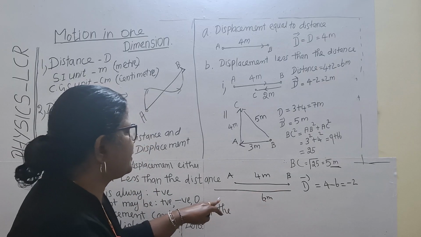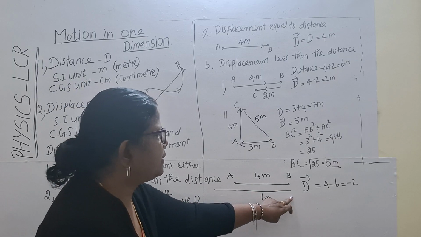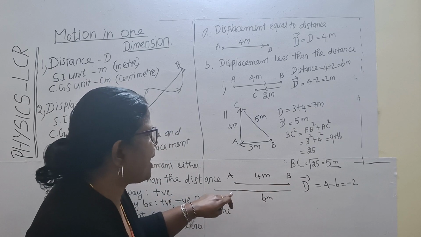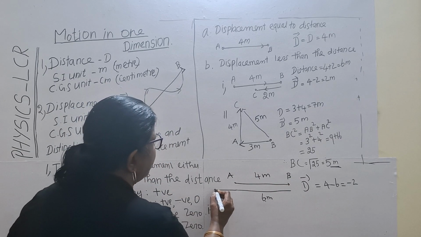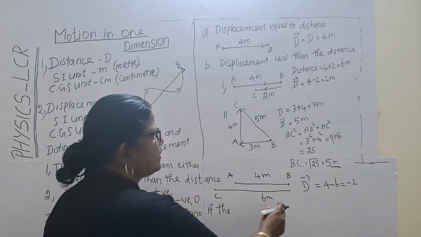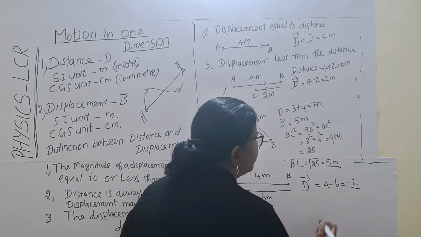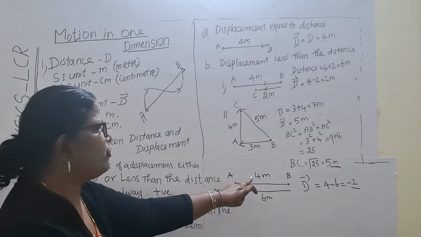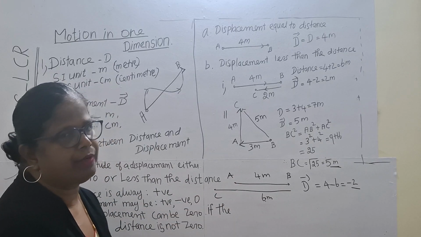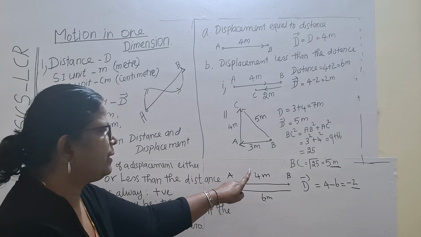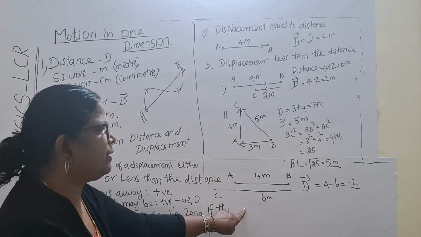Why are we showing the opposite direction? We are showing this is A to B, 4 meter. Then it is coming back B to C, 6 meter. So displacement, as I told, is minus 2. What will the distance be? 4 plus 6 equals 10 meter. In this case the distance will become 10 meter.